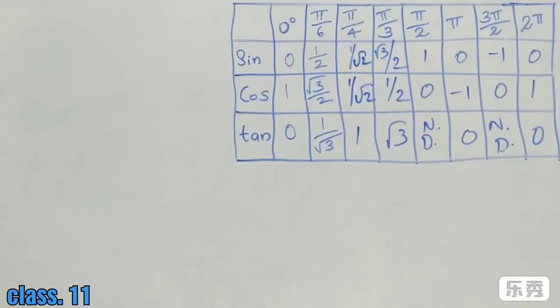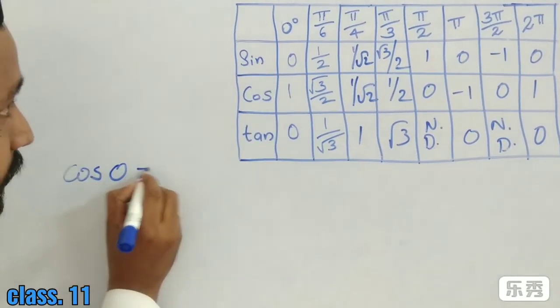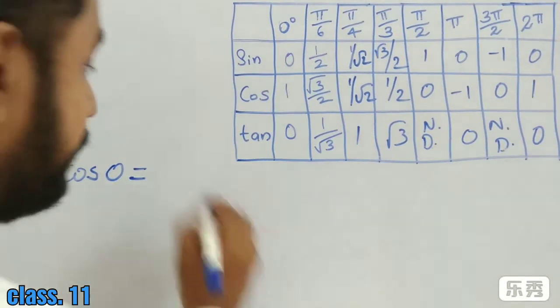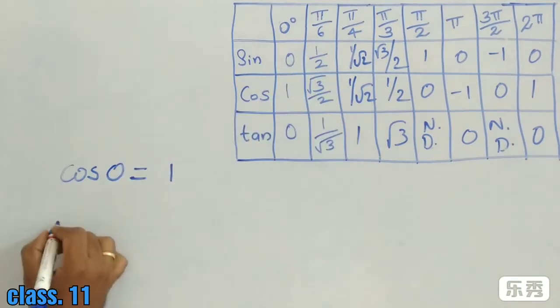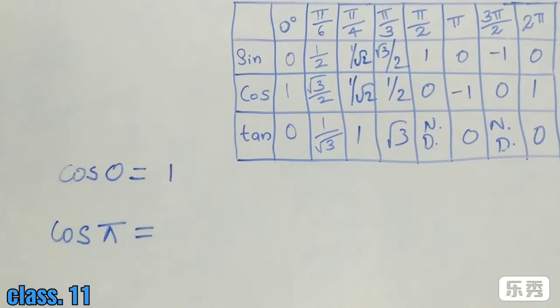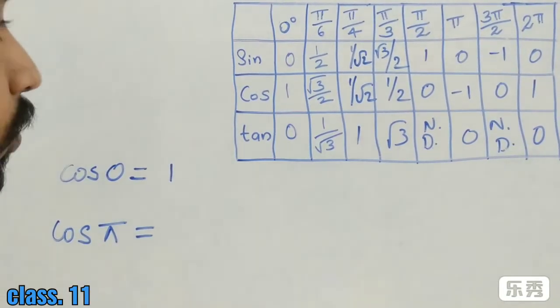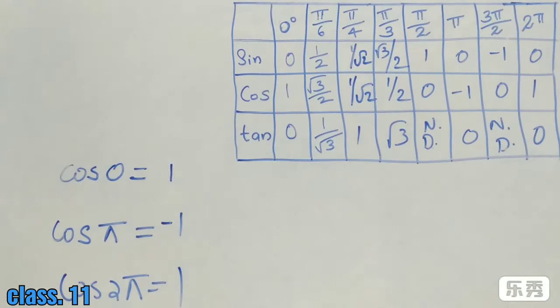Let us consider cos 0. What is the value of cos 0? Cos 0 is 1. Then what about cos pi? Cos pi is equal to minus 1. What about cos 2 pi? Cos 2 pi is also 1. So cos 0 is 1, cos pi is minus 1, cos 2 pi is 1.